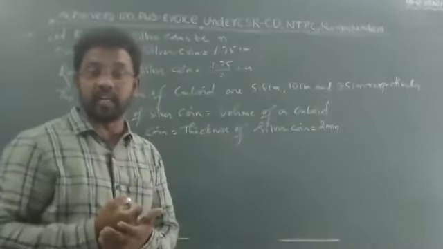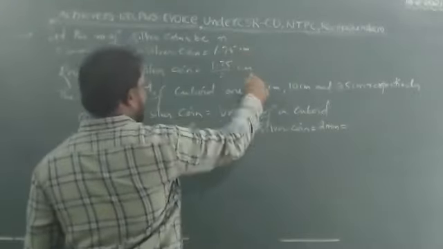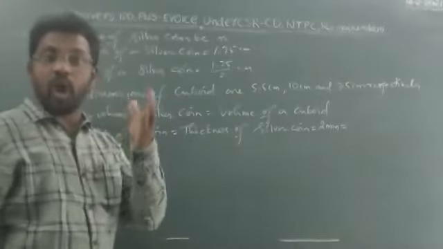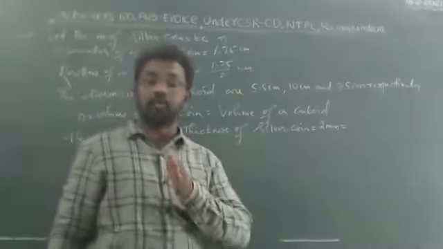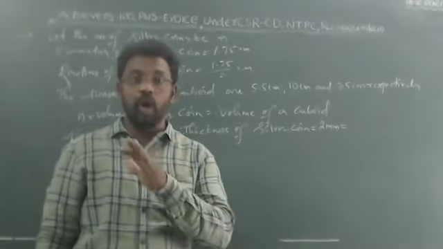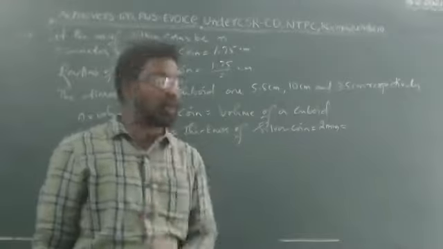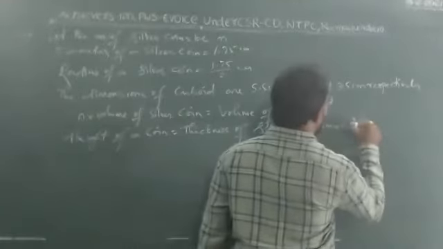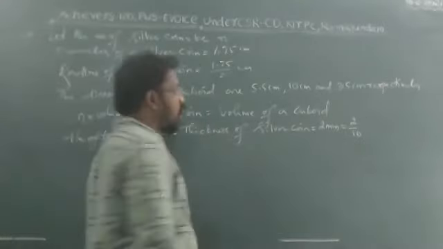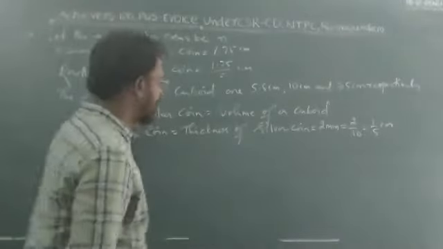Convert it into centimeters, because the remaining everything is in centimeters. So mm also you have to convert into centimeters, because in calculation the units should not be different. They should all be equal. So 2 mm you can write as 2 by 10, or 1 by 5 centimeter. Now come to here.